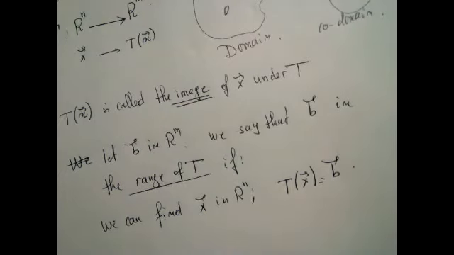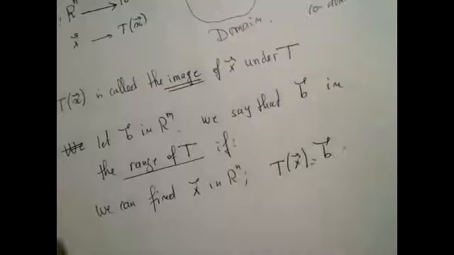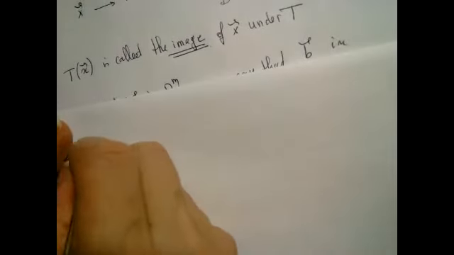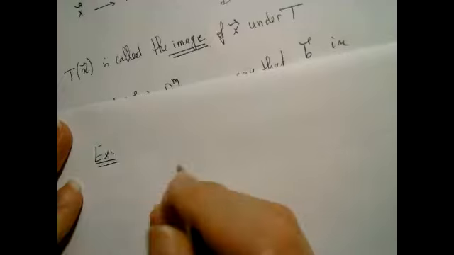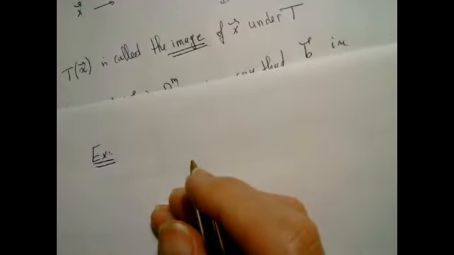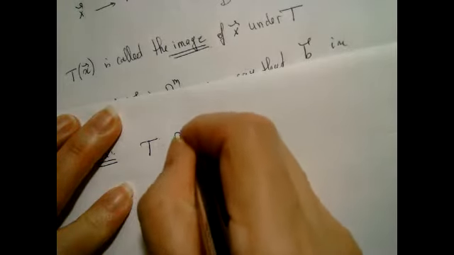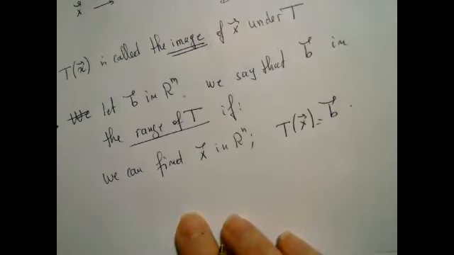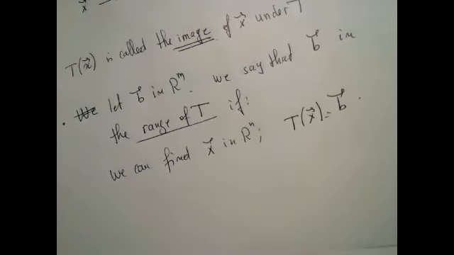Now let us take 2 simple examples to understand the vocabulary, and then we work with them. Let's take the first simple example just to understand how we write this. So example 1, suppose I take the following function, T of x equal, let me take T from R2 to R3. Okay, wait. All right.